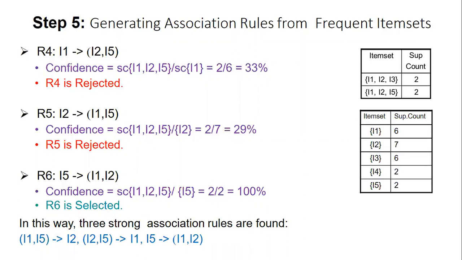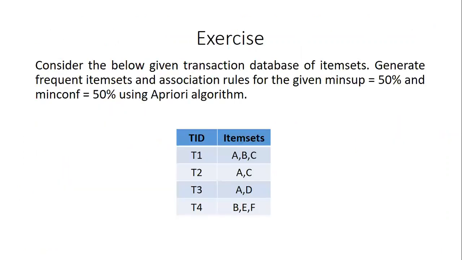So first we found the frequent item sets, and then using the highest level of frequent item set, we generated the association rules. So this is about the Apriori algorithm. Here is one exercise problem. You can solve this and tell me the answer in the next class.